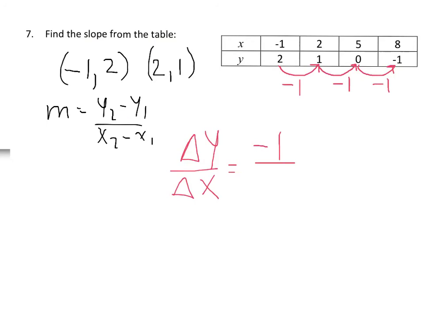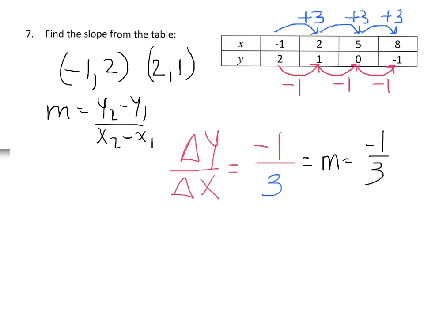Then I can look at my delta x. How did the x's change? I went from negative 1 to 2, which means I'm going to go up 3. And if I go from 2 to 5, I'm going up 3, which is positive 3, and 5 to 8 is plus 3. So therefore, since these are all a constant rate of change, my change in my x's was 3, and I can put this on the bottom as 3. The change in y's was negative 1, I put that on top. The change in x's was plus 3, I put that on the bottom, so then our slope is a negative 1 over 3.